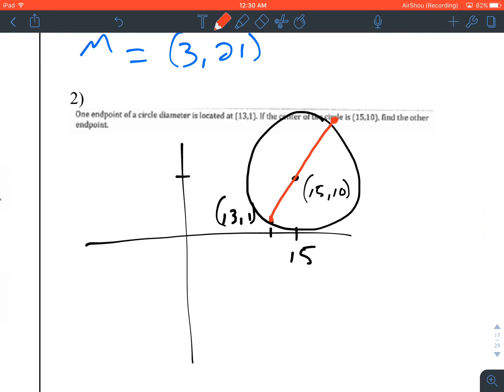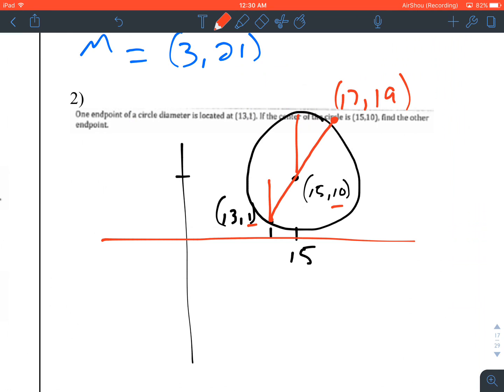Well, here's what makes this easy. If you look at this as two separate number lines, look at the x values. From 13 to 15, you go 2 to the right. So to get from 15 to this point, you're going to also go 2 to the right. So that's going to be at 17. If we do a similar thing for the y values, to get from 1 to 10, you go up 9. So to get from 10 to this point up here, you have to go up 9 more. That's going to be 19. So it's the ordered pair 17, 19.